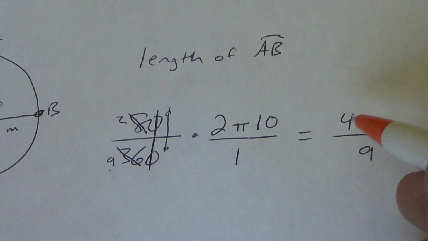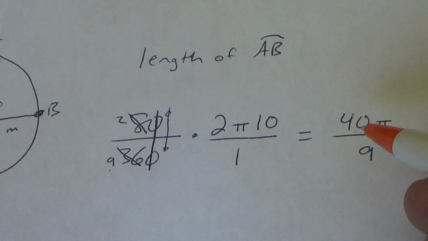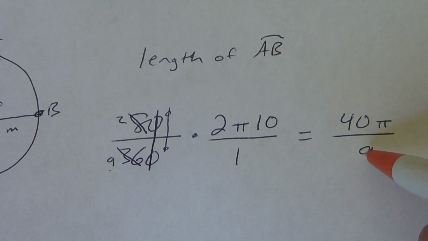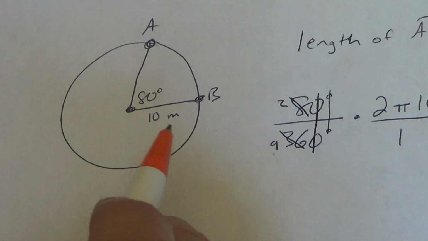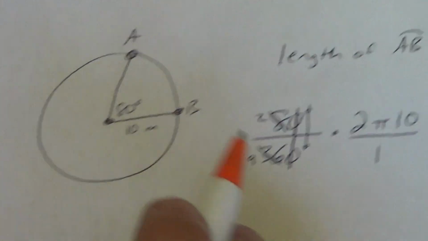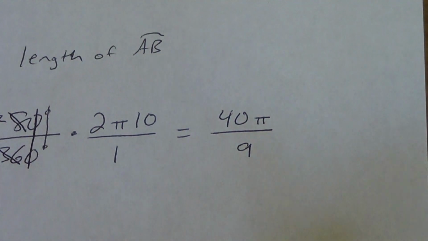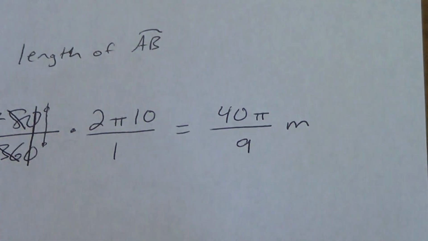Double check at the end, can you reduce this at all? 40 is divisible by 4 and 10 and 8 and 5 and 2. 9 is only divisible by 3. So they aren't divisible by the same thing. We're done, except for our label. Come back here. Meters is our label. Arc length is a distance. So we put meters. That's it. It's not squared or anything like that.